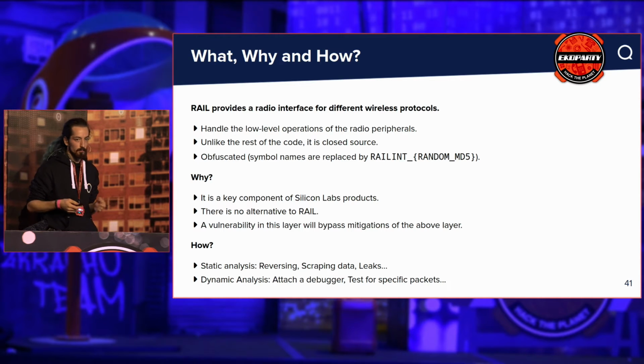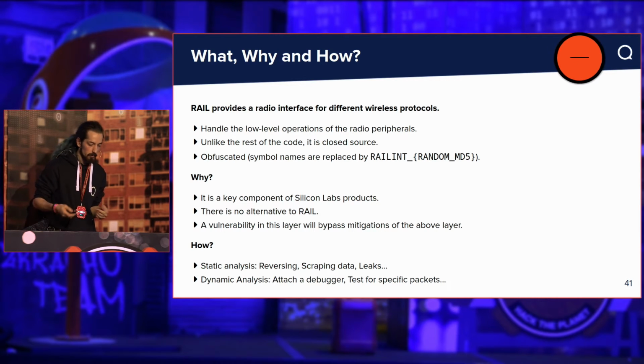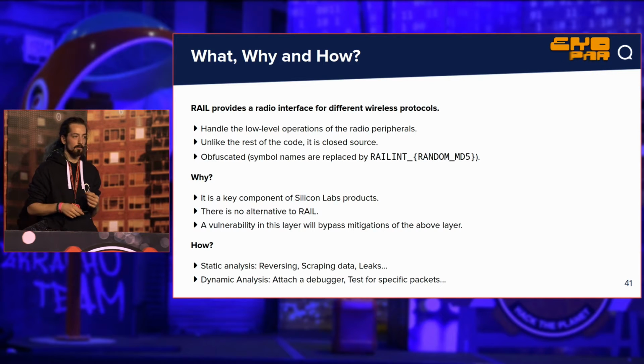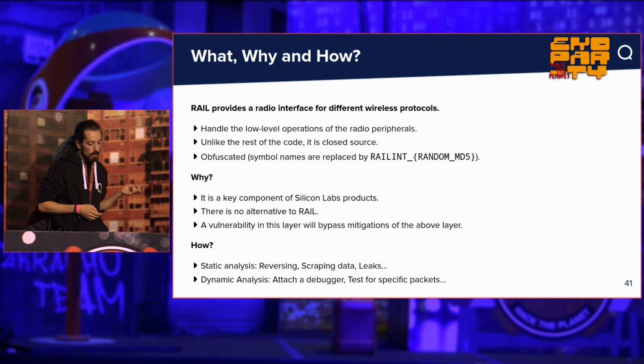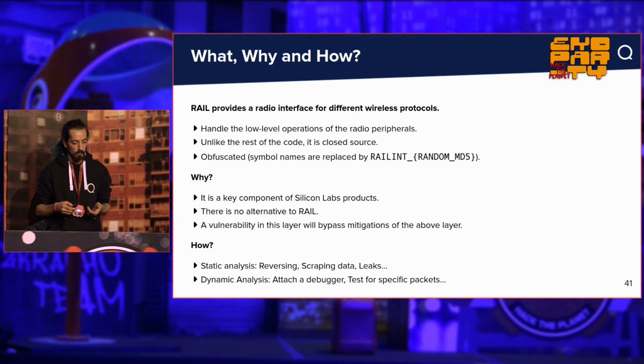So why do we want to look for vulnerabilities? As I said, it's a key component of Silicon Labs products. It's everywhere, and since it's obfuscated, there is no alternative to it. Nobody was able to provide something else, so it runs on all the devices. And if we find vulnerabilities in this layer, it will bypass all the possible mitigations of the layers above. So how can we search for vulnerabilities? We can do two things. First, static analysis with some reverse engineering, trying to search for leaks on the internet, for example. And then we can also do some dynamic analysis by attaching a debugger, for example.